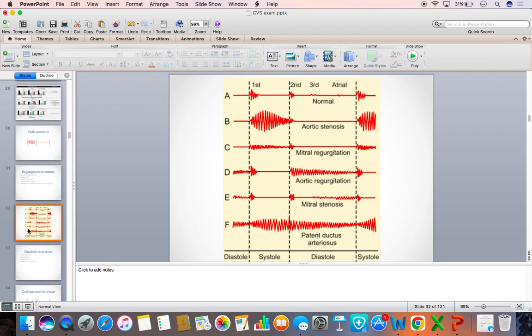So you can see, in A, the first heart sound and second heart sound are normal. B shows the ejection systolic murmur of aortic stenosis. C is the pansystolic murmur in mitral regurgitation, and then the early diastolic murmur in aortic regurgitation. Then you have the continuous murmur of patent ductus arteriosus.